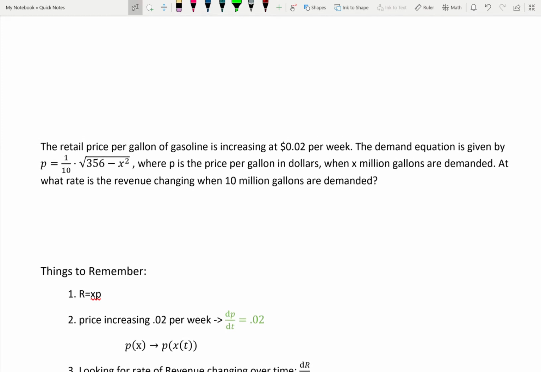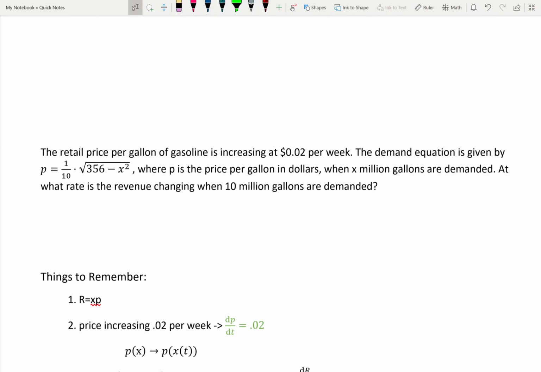Okay, and in this sentence here, I just want to point out that price is a function of x. You see right here, we have things that are in terms of x. But because price is changing with time, what you really have is x is a function of t. So as price changes with time, that means x, the demand, is also changing with time. That's why I wrote P of x is actually P of x of t. So you almost have a function inside another function.